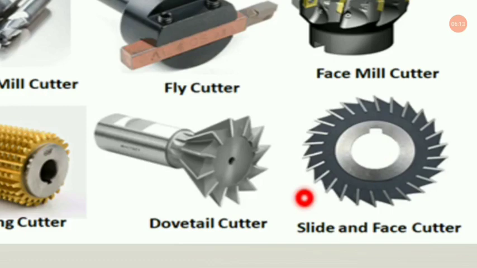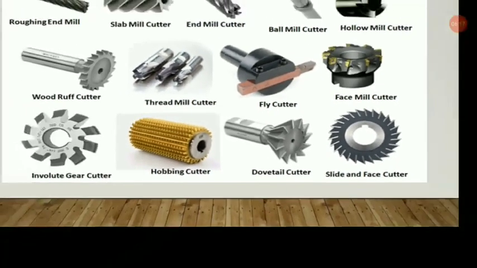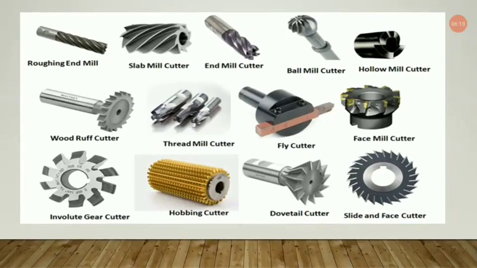So you have to tell that this is a side and face cutter. So you must have a clear perspective, visualization of different types of milling cutters. So this is the dovetail cutter, this is the Woodruff cutter, and this is the side and face cutter. Now let us today have some knowledge on different types of milling cutters.